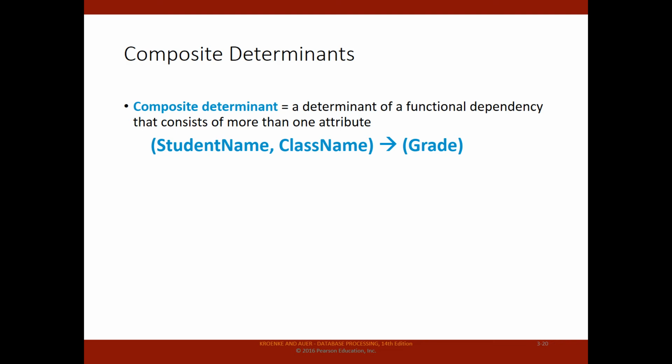So in order to know the grade of a person, I need to know first who they are, and I need to know which class I am talking about, because every one of us is taking, let's say, several classes. So I need to know the person, and the class I am interested in getting the grade for. Then we can say the grade is functionally dependent on the student name and the class name. Straightforward.